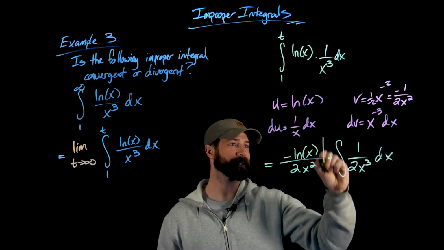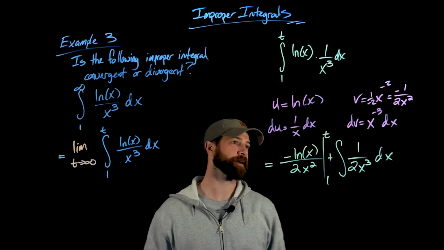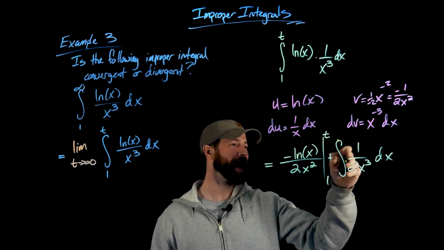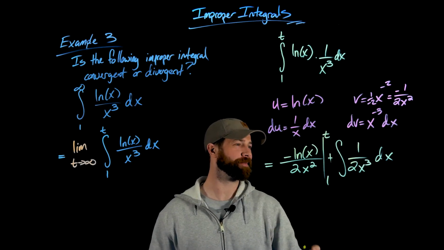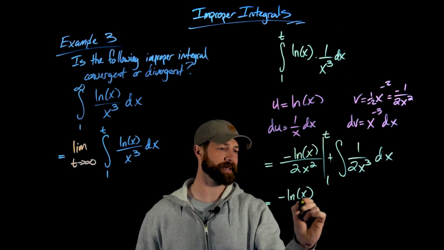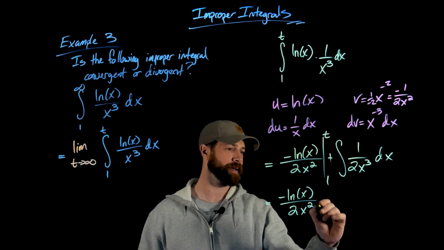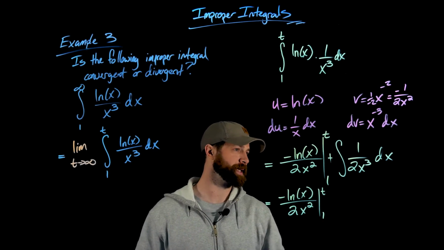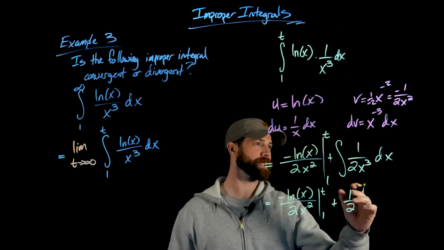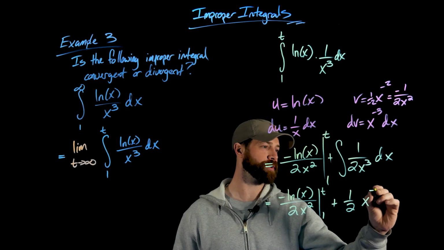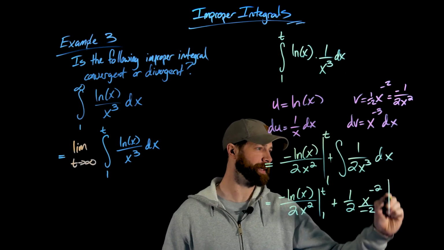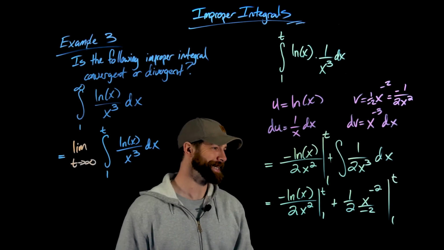I also don't want to forget that this is a definite integral, so I want this from 1 to t here. And then to finish this off, this is 1/2, I could pull that out, x to the negative 3. So let's just jump in and do that. I get the natural log of x all over 2x squared, evaluated from 1 to t. And then here I get plus 1/2. X to the negative 3 becomes x to the negative 2, and I'm going to divide that by negative 2. And again, integrating from 1 to t.